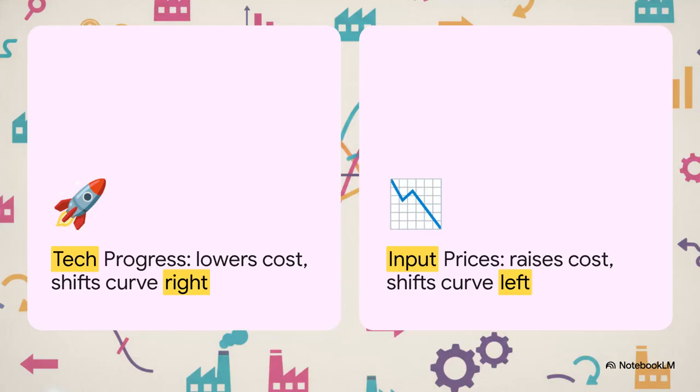So what could actually make this whole supply curve shift left or right on your graph? Mostly, it comes down to two big things. First is technological progress. Say someone invents a faster, cheaper machine. That lowers costs and lets the firm produce more, which shifts the curve to the right. On the flip side, we have increasing input prices. If the firm suddenly has to pay much higher wages to its workers, their costs go up, output goes down, and that shifts the curve back to the left.